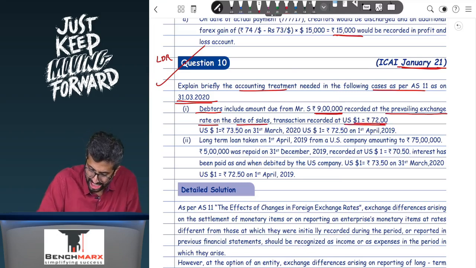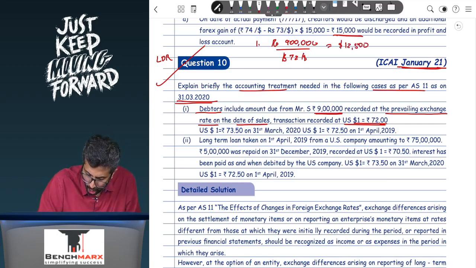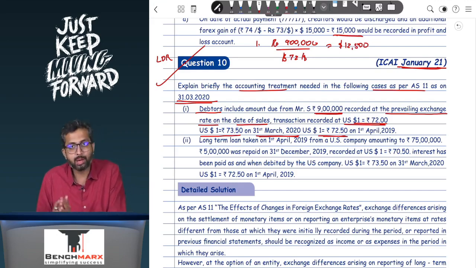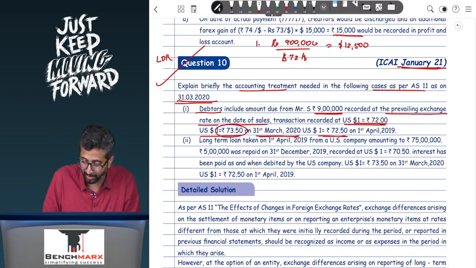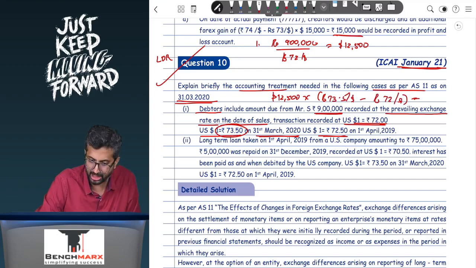So basically your debtors would be rupees 9 lakh divided by rupees 72 per dollar, and hence debtors would be $12,500, which is recorded at 72. US dollar on 31st March 2020 is 73.5 and the start of the year is 72.5. Now debtors or monetary items have to be restated at the closing rate, that is at 73.5. Currently they are appearing at 72. That is the rate on the date of transaction, and hence there will be a forex gain: 12,500 into 73.5 per dollar at the end of the year, minus they are appearing at 72 per dollar, and hence 12,500 into 1.5, say 18,750. This must be the gain.